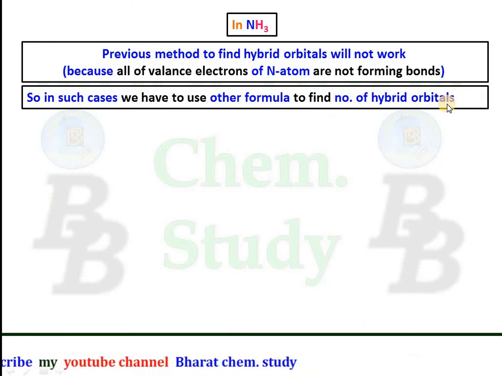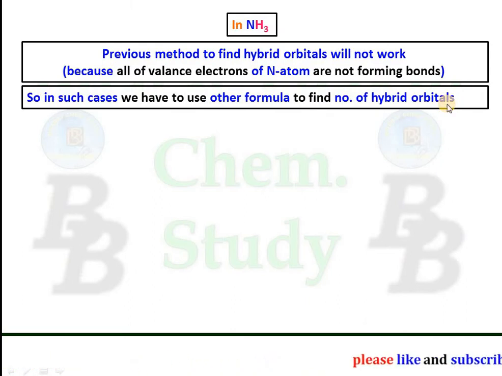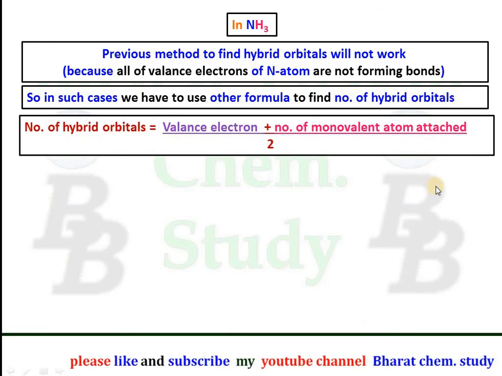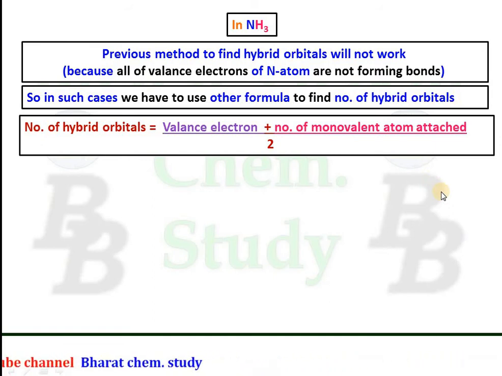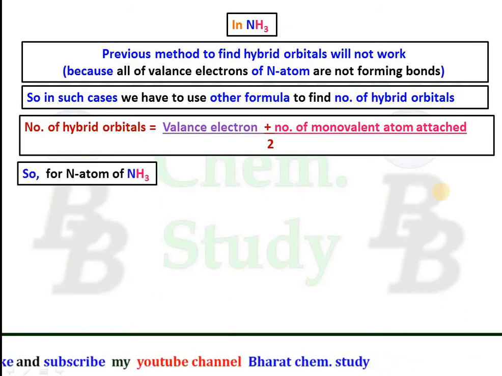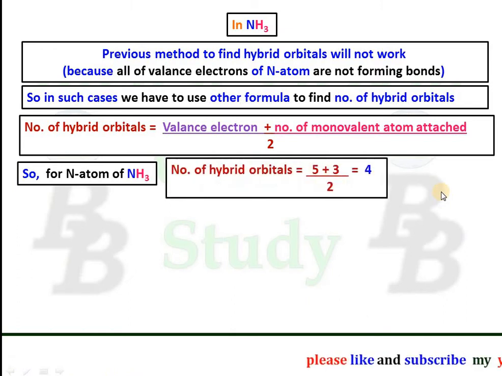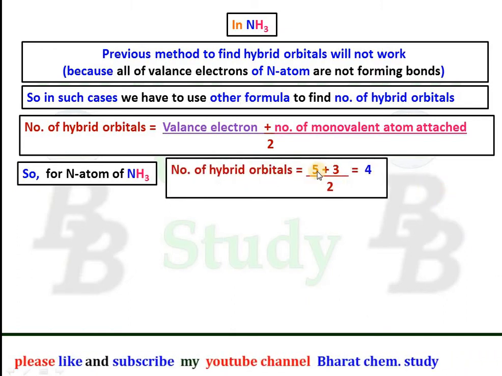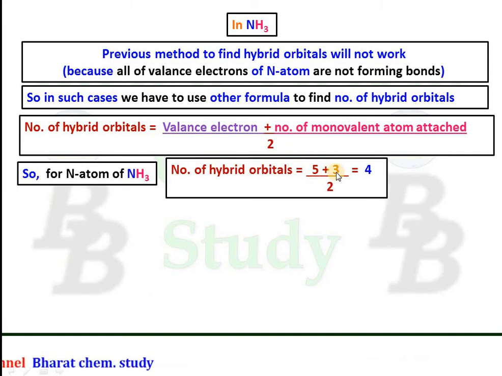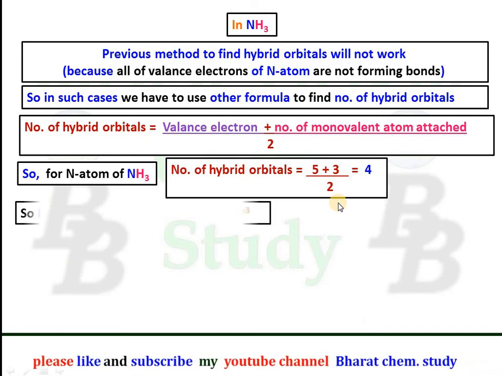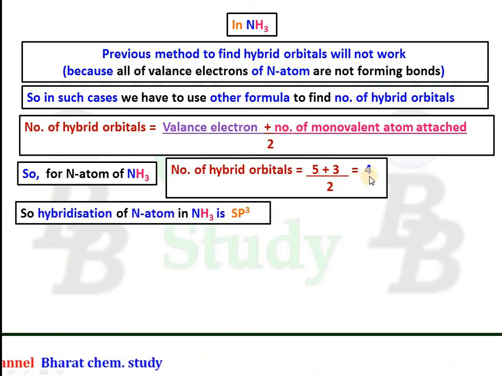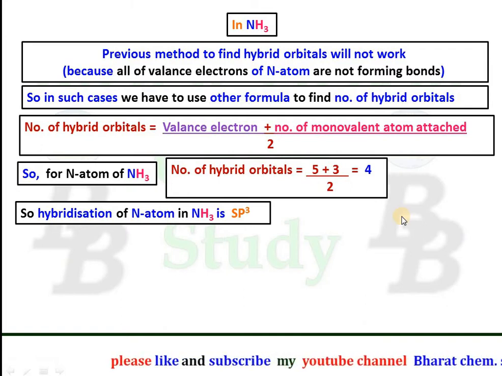So in such a case, we have to use the first formula to find the number of hybrid orbitals, that is, the number of hybrid orbitals is equal to valence electrons plus number of monovalent atoms attached divided by 2, because here no charge is present over ammonia. So in the case of ammonia, the central nitrogen atom will have the number of hybrid orbitals equal to 5 valence electrons on the nitrogen atom plus 3 monovalent hydrogen atoms attached, divided by 2, which comes to 4. So, because the number of hybrid orbitals is 4, the hybridization of the nitrogen atom in ammonia will be sp3.